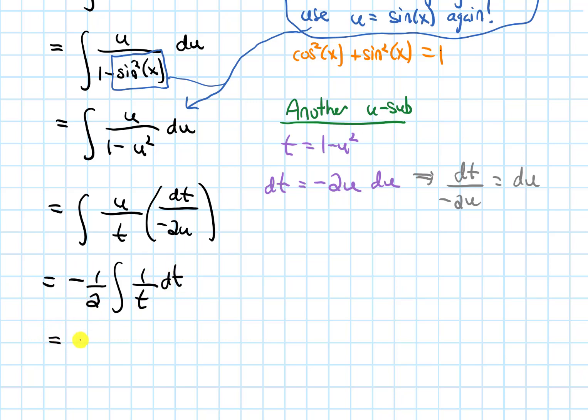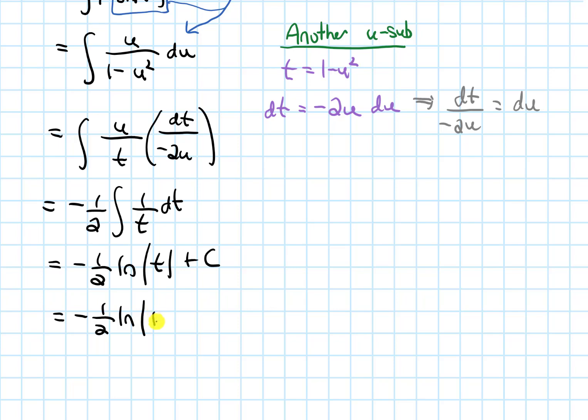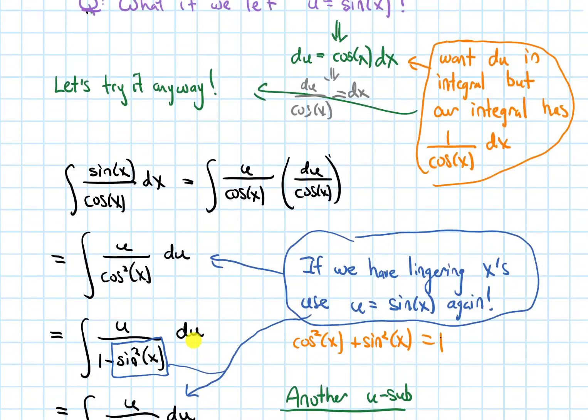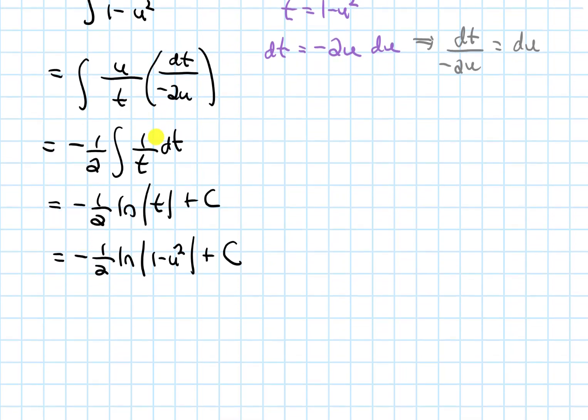This one we know how to do. This is negative 1/2 ln absolute value of t plus c. Now I have to plug in for the t, so we get negative 1/2 ln absolute value of 1 minus u squared plus c. Now I have to plug in for the u because we let u be equal to sine x. We have to plug it back in twice, and that makes sense because we did two u subs. Oh, I guess we did a u sub and then a t sub.